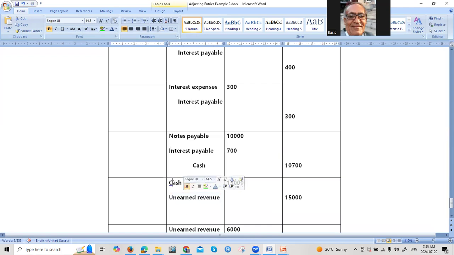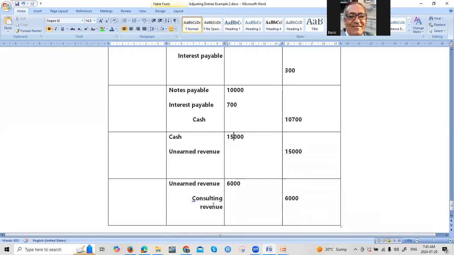So here we'll say from cash because the cash is increased. So it's from cash into unearned revenue, with the 15,000. This is the first journal entry.